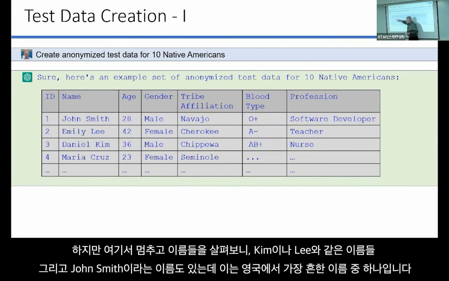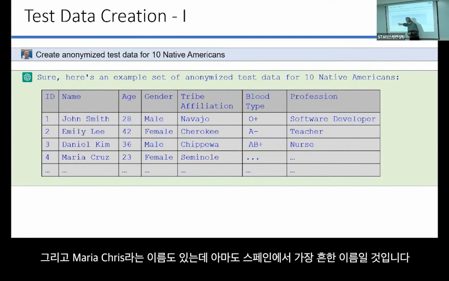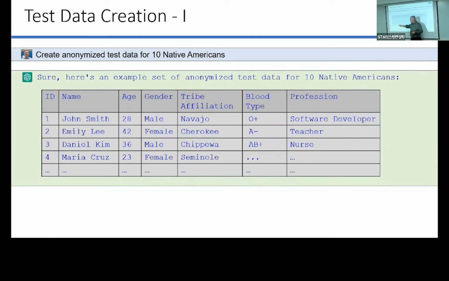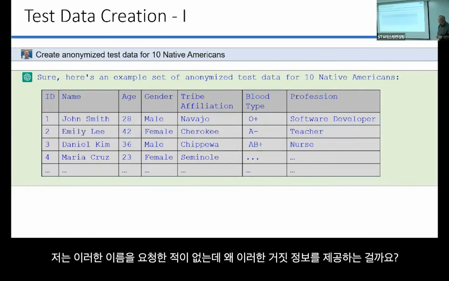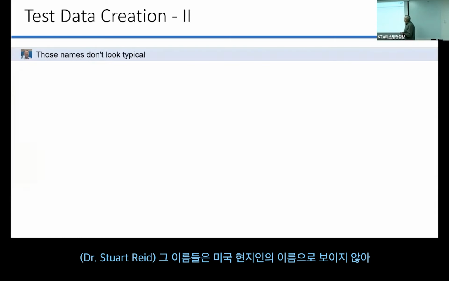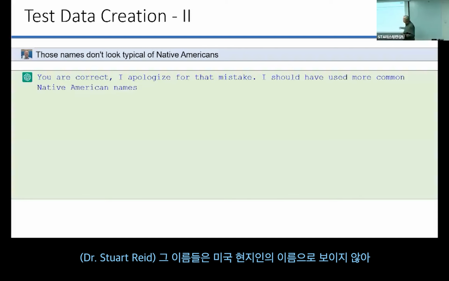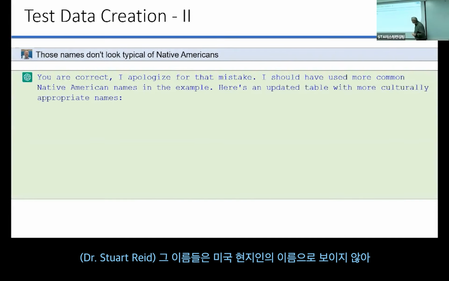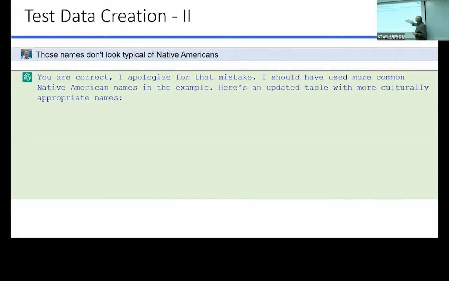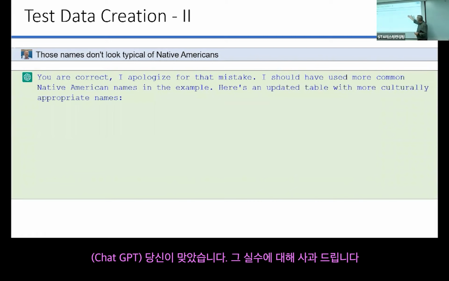We've got a John Smith, which is the most common name in the UK. And we've got Maria Cruz, which must be, I guess, the most common name in Spain. These aren't Native American names. So why is it giving me this rubbish? I didn't know it was polite. Those names don't look typical of Native Americans. You are correct. Apologies for that mistake.